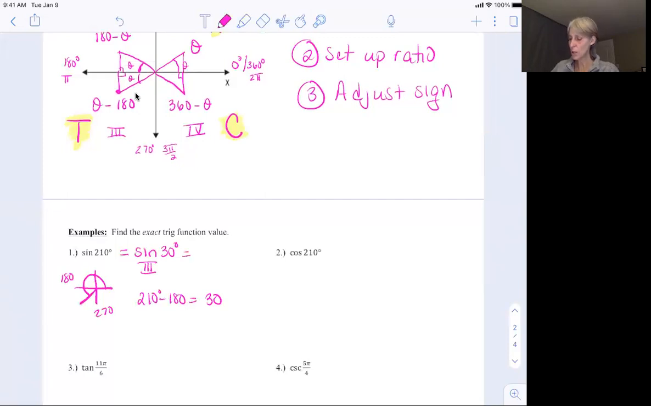First thing I do is I think about my triangle. I'm just going to draw them down here. 30, 60, 90, 1, 2, radical 3. I just draw them when I need them. Sine of 30 is 1/2. Adjust my sign. The sign is negative in the third quadrant. And there you have it. That's how we set up a function value.